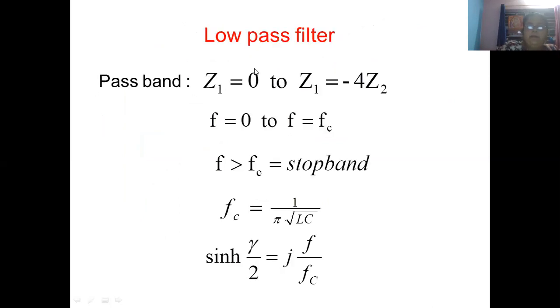In the pass band, the impedance is 0 and it changes to minus 4 Z2. F is 0 and it tends to Fc, and the stop band will occur at F greater than Fc. The cutoff frequency is given by this relation, 1 upon pi under root LC, and sinh of gamma by 2 is j F by Fc.